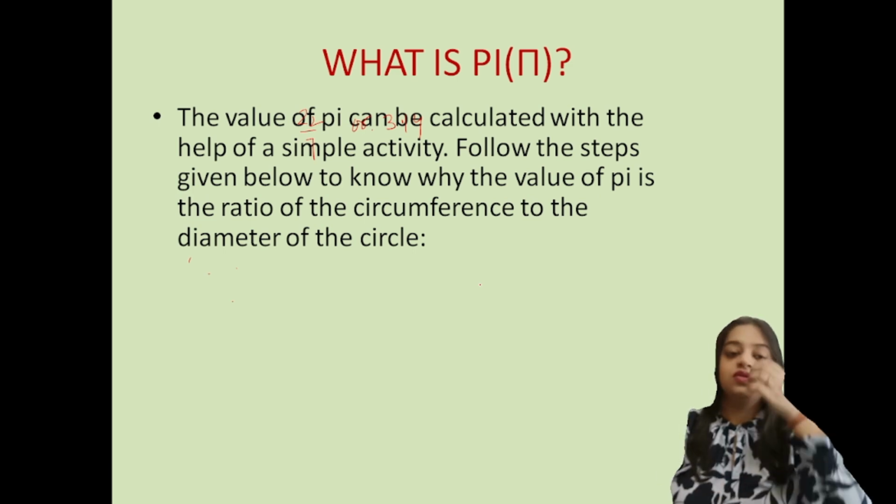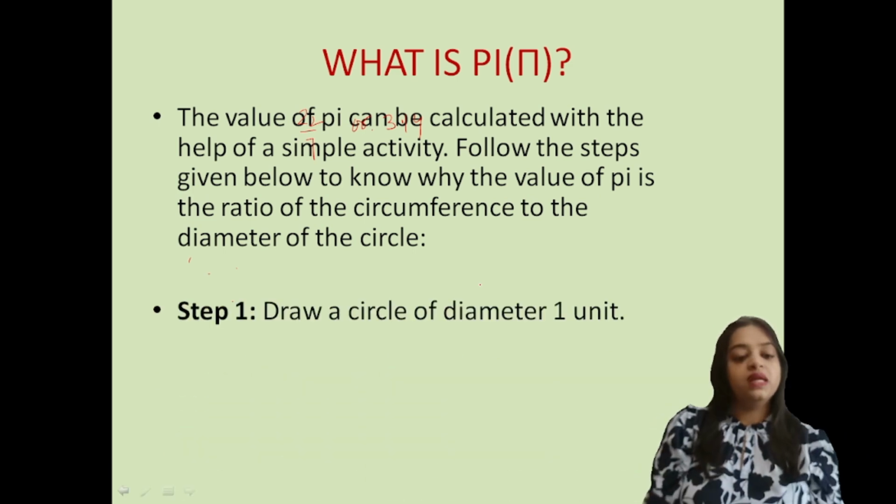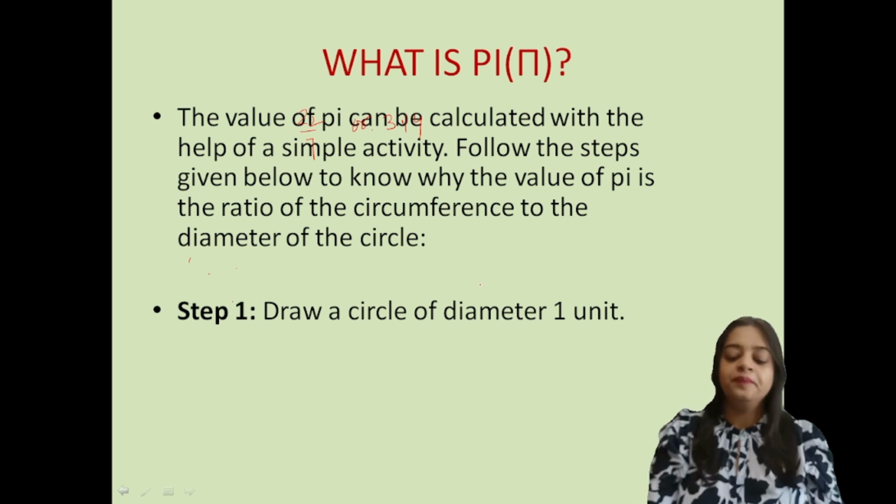ठीक है, so करना क्या है हमने, let's see now. Step 1 is you just draw a circle of diameter 1 unit. एक circle draw किया, उसका diameter 1 unit ले लिया, मतलब radius आपने 0.5 units ली.